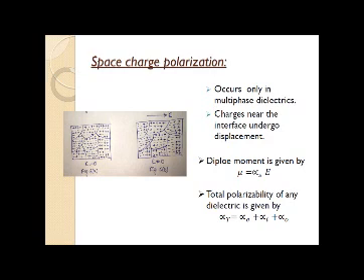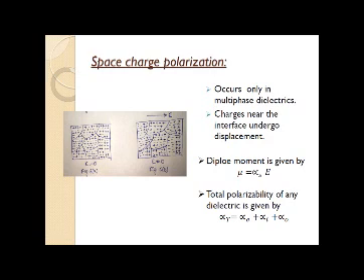As and when electric field is applied to such a multi-phase dielectric, the charges near the interface, that is between the metallic plate applying the electric field and the dielectric, are the only charges that will undergo displacement, and thus the name space charge polarization. And the amount of dipole moment created due to the displacement of charges at the interface is given by mu equal to alpha s times the applied electric field.